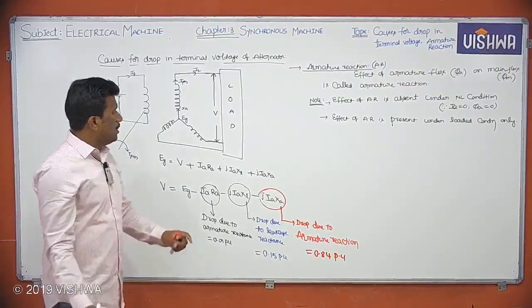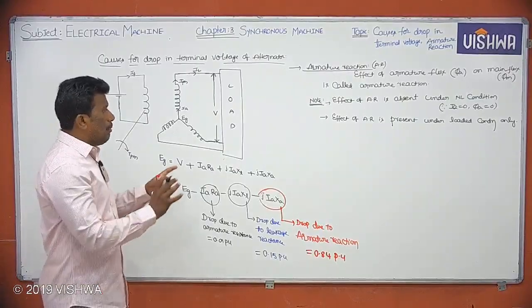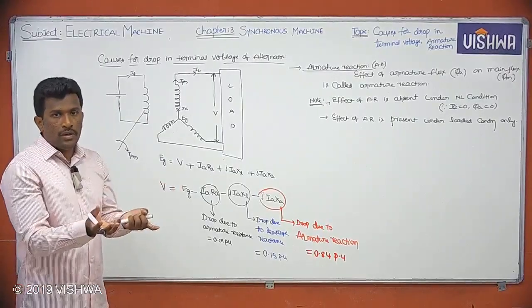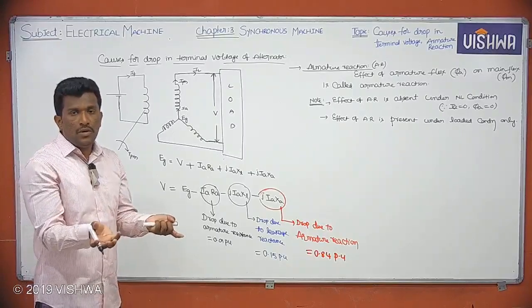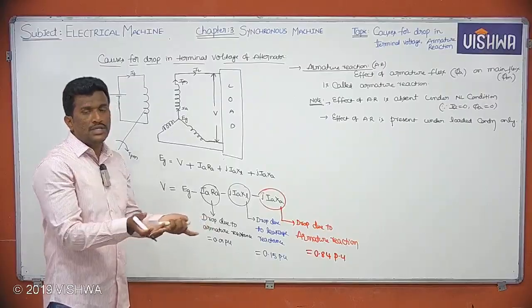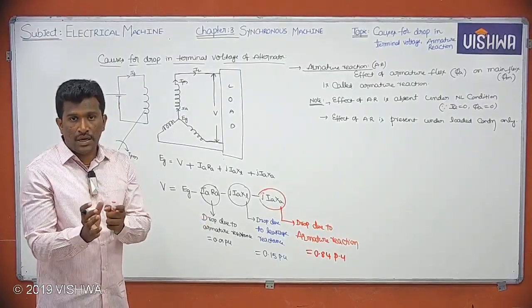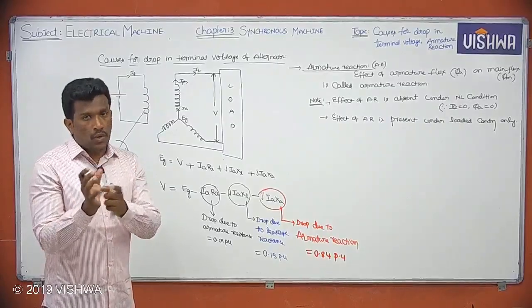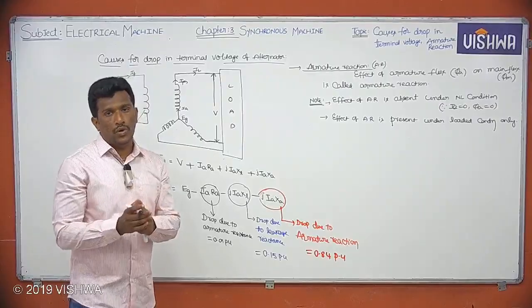See guys, very simple. Effect of armature reaction depends on what? On the magnitude of the load. Under no load, IA is 0, phi A is 0, so I can say the effect of armature reaction is absent. That means the effect of armature reaction depends on the magnitude of the load. At the same time, it depends on the type of the load.